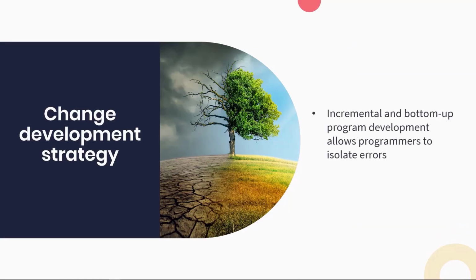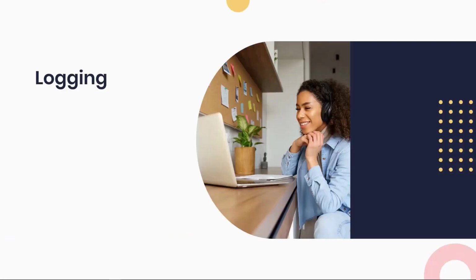The incremental and bottom-up approach to program development allows programmers to isolate errors since the program is developed incrementally, and testing is done as often as possible after adding each piece of the project. This has the direct effect of reducing the number of errors that the programmers have to work on at any given time, since a unit is tested before another piece is added to it.